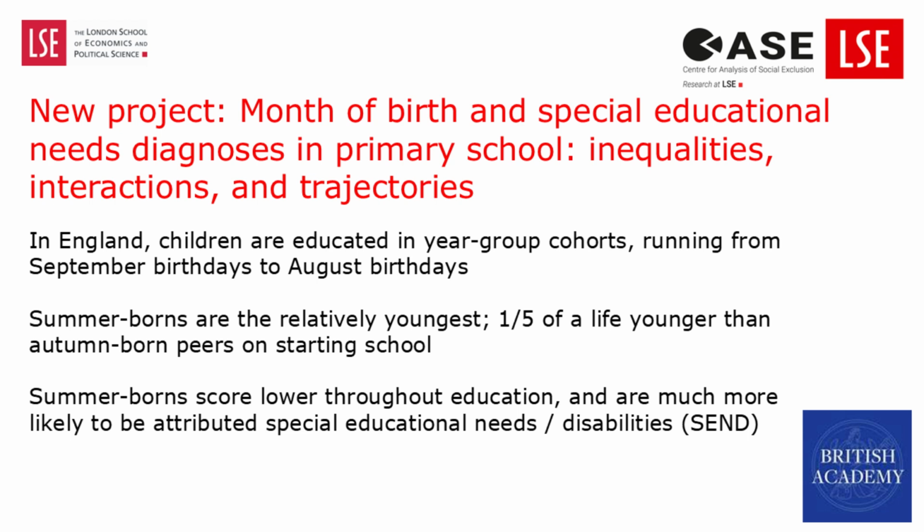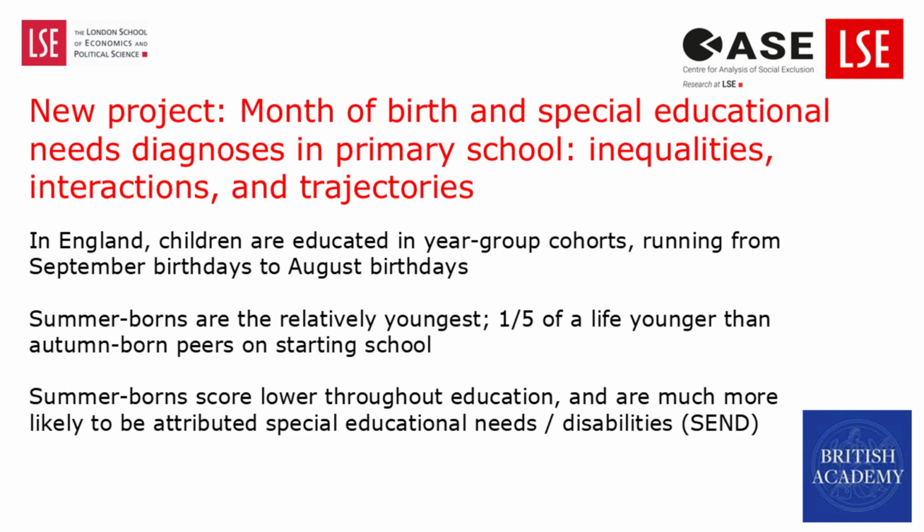As I've explained, just for a little bit of background, children in England are educated in these year group cohorts that are quite rigid, running from September birthdays to August birthdays. So in England, summerborns are the relatively youngest. When they start school, they're one fifth of a life younger than their autumn-born peers. And there's a vast array of evidence which shows indisputably that summerborns are disadvantaged throughout education.